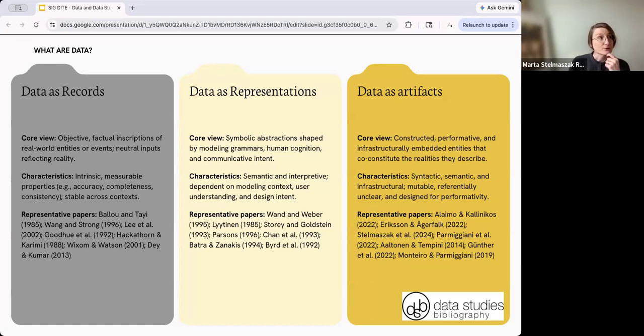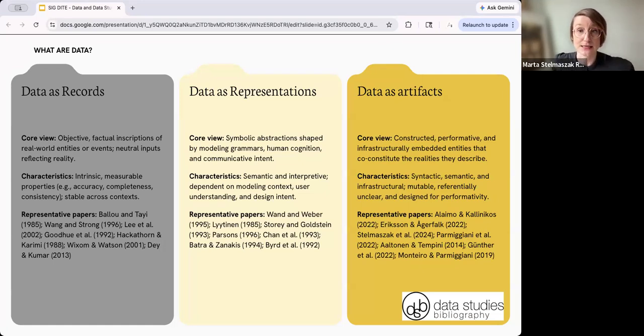And the first group of papers that we have identified is the one that sees data as records. So researchers in here make these assumptions that data are, in a way, some kinds of records or inscriptions of real-world entities or events, and they are neutral inputs that say something about reality.